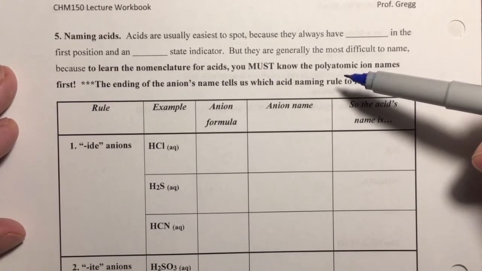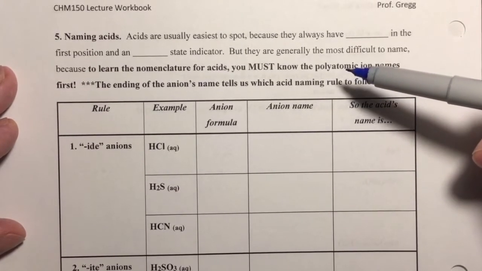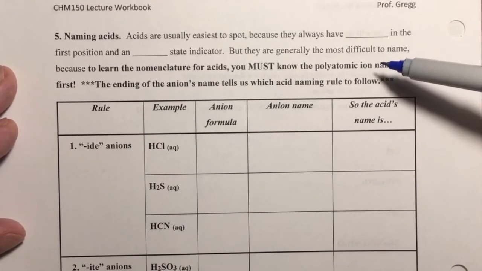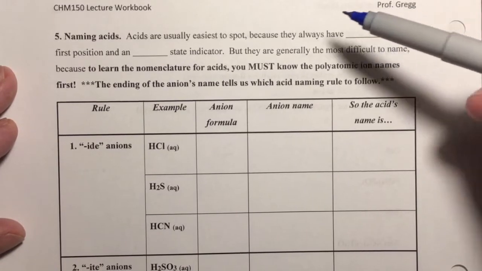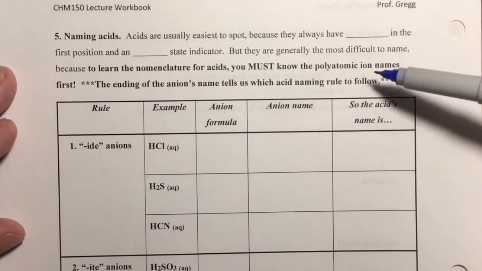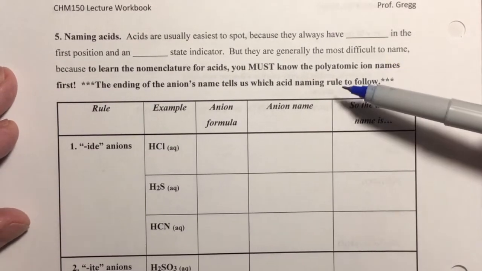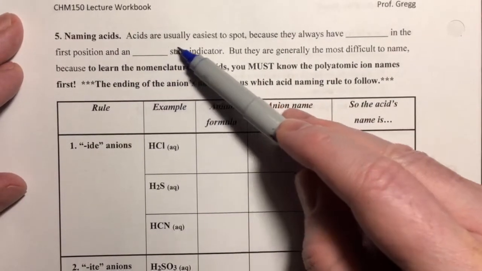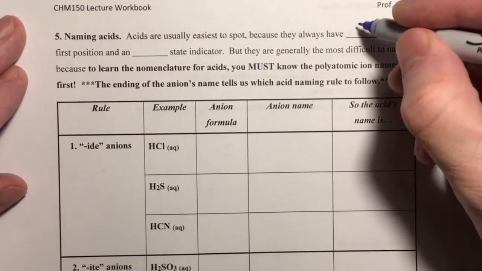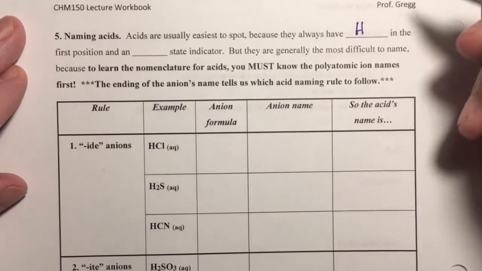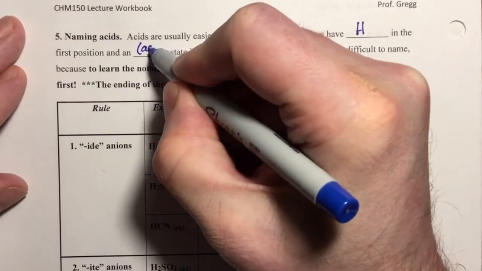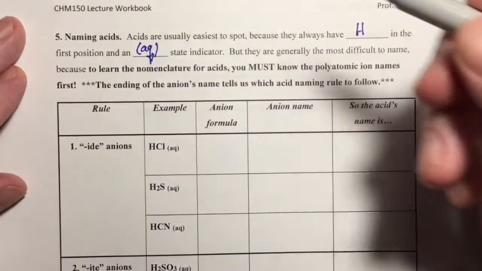So we cover those first, and then we moved on to ionic compounds, in which we learned the 34 polyatomic ions that you need to know for this class. And now we're going back to deal with the A acids, because for acids you need to know the polyatomic ions. So to review, acids are usually the easiest compounds, the formulas to spot, because they always have hydrogen in the first position, the initial position in the formula, and an aqueous state indicator.